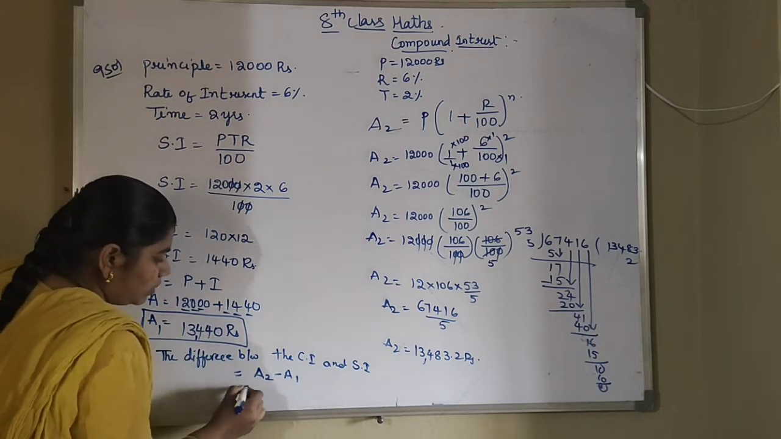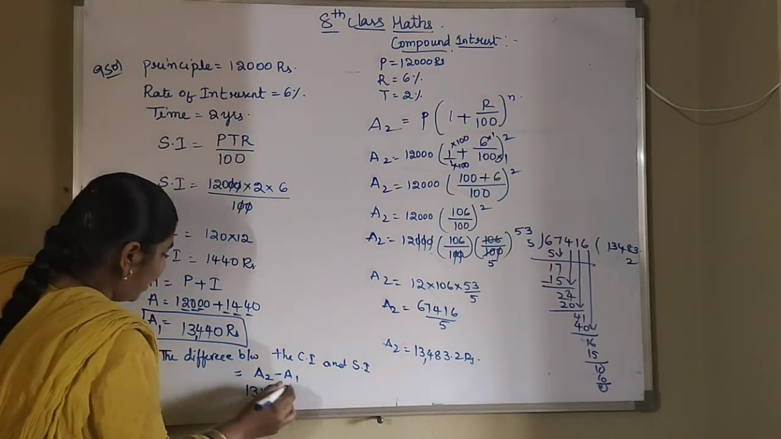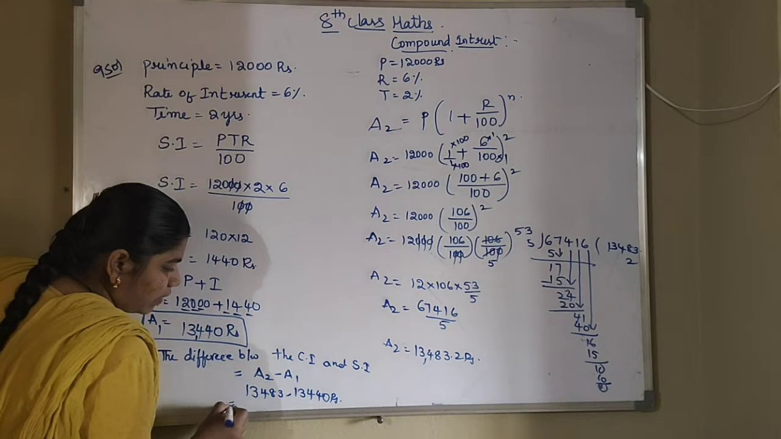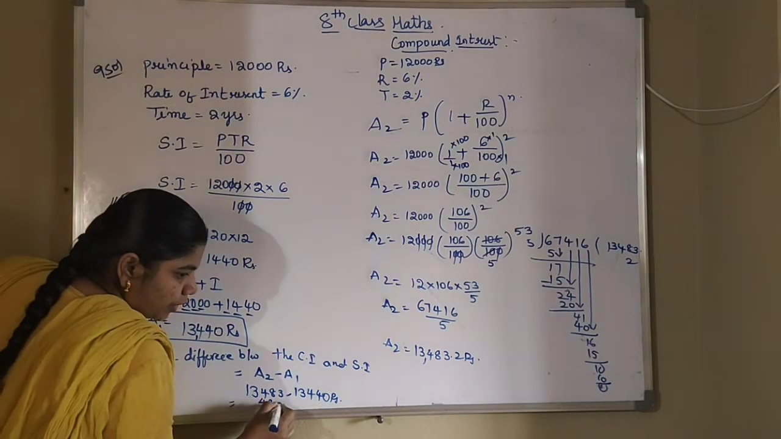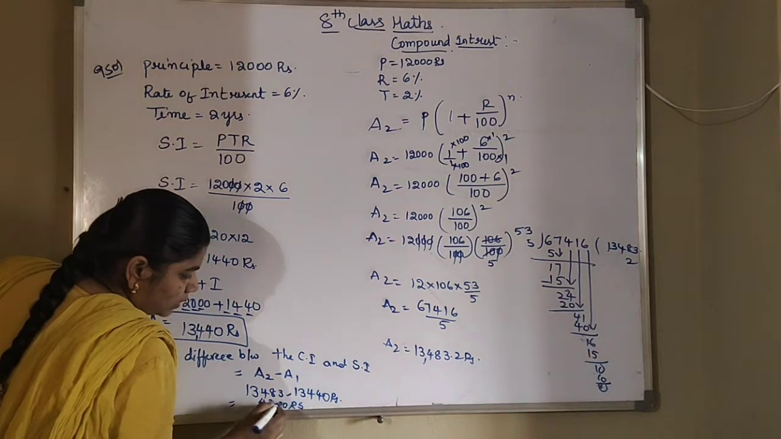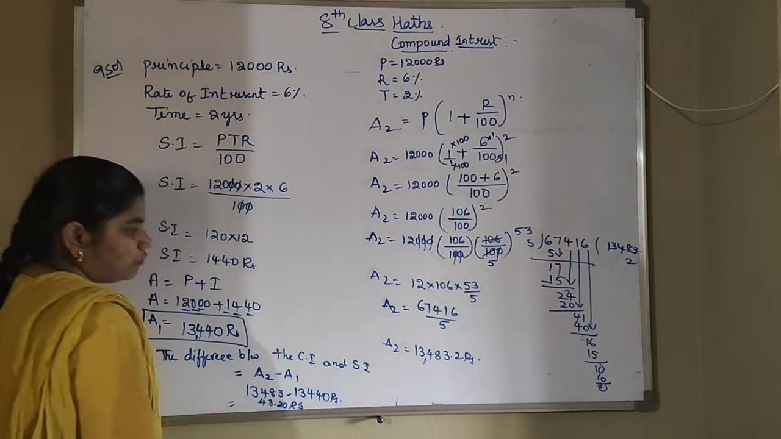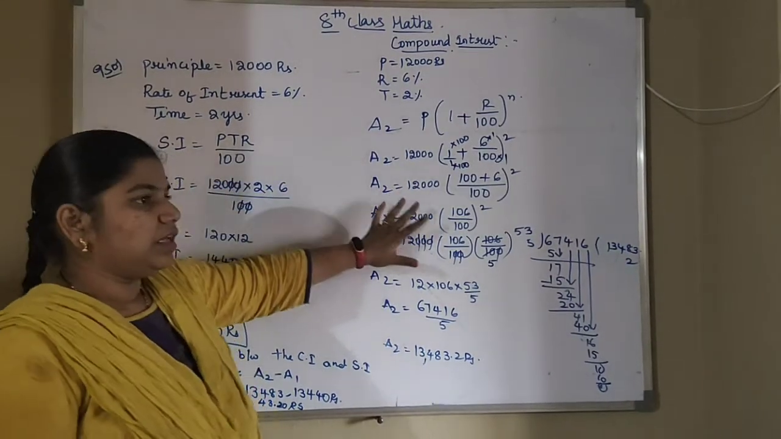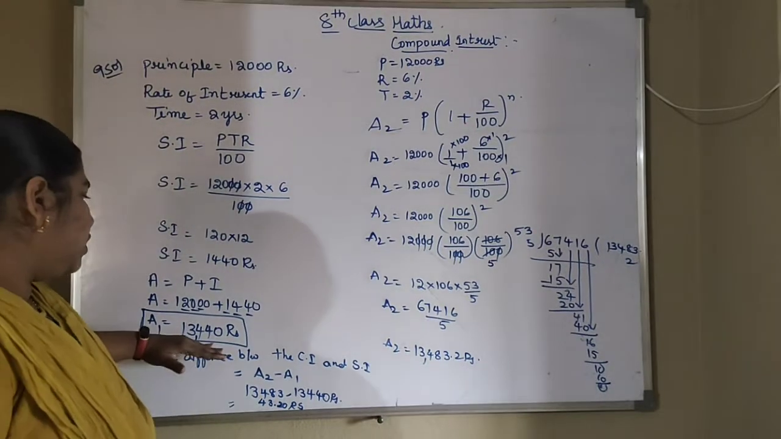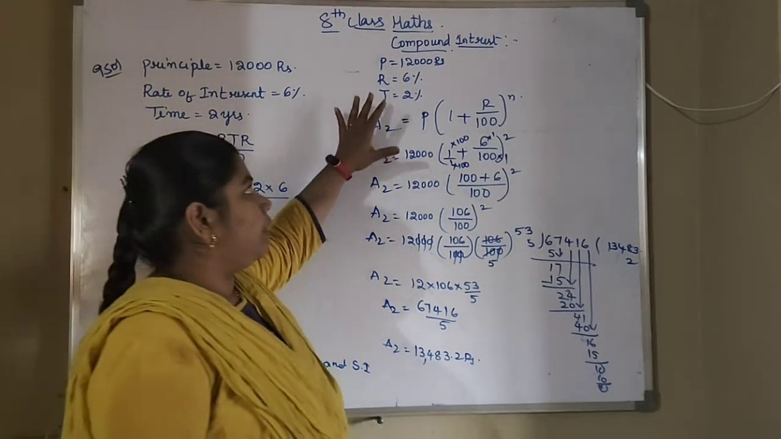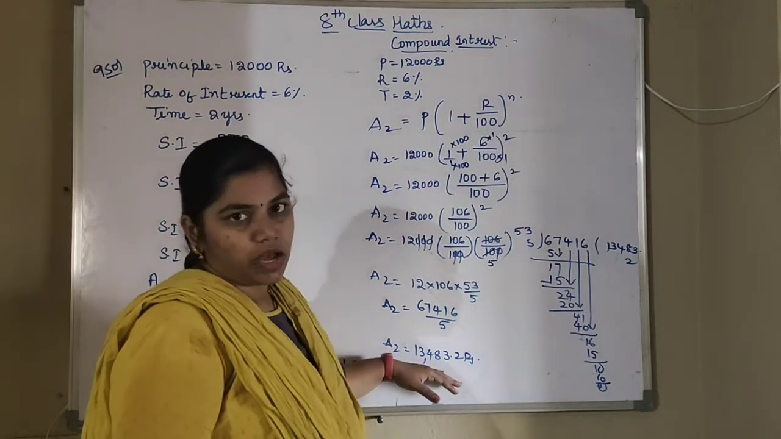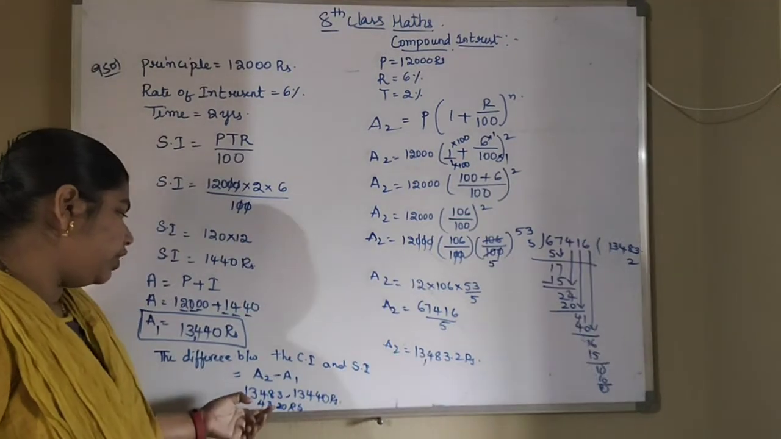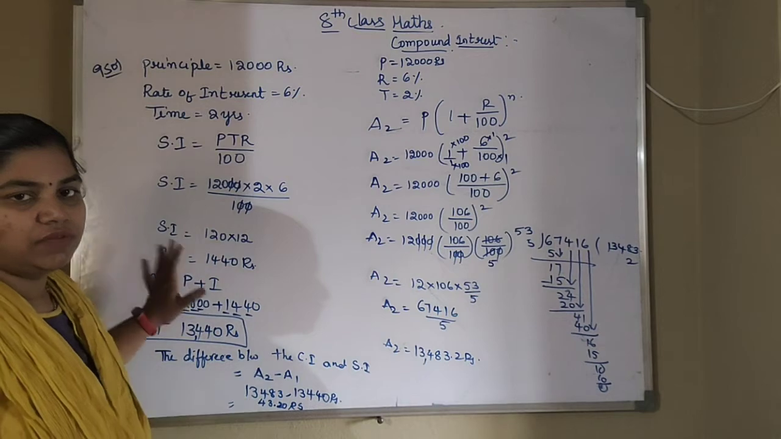So what is A2 here? 13,483.2 minus A1 value, which is 13,440 rupees. So how much difference we have to pay? That is 43.20 rupees. So this much extra amount we have to pay. This is our ninth solution. Two parts are there: if you are taking simple interest, how much value you have to pay, and if you are taking compound interest, how much value you have to pay. And we also have to find the difference, which is 43.20 rupees.